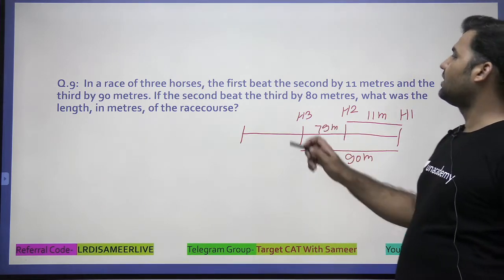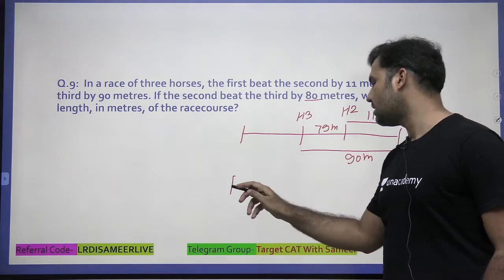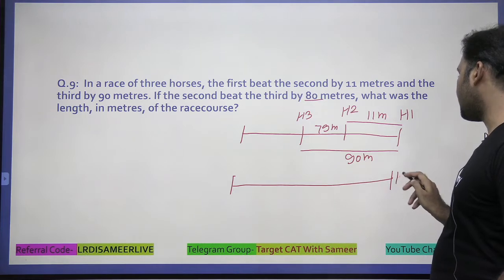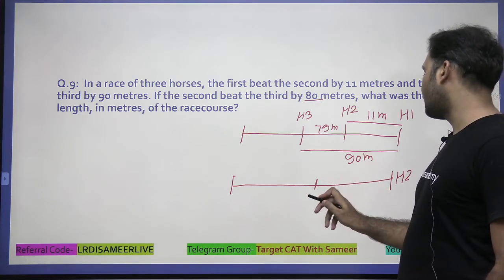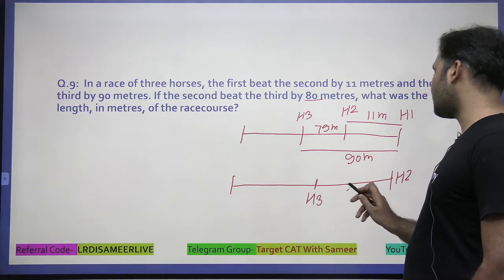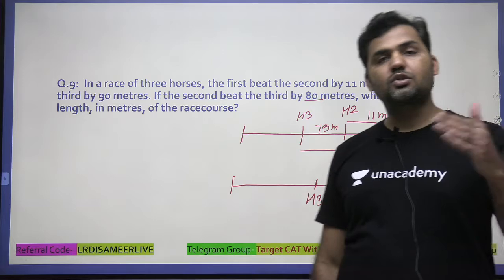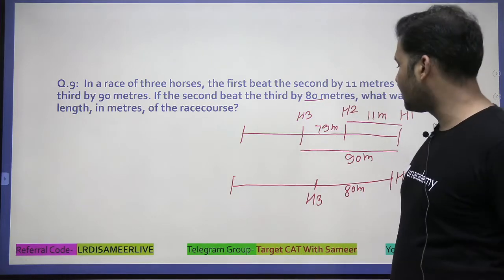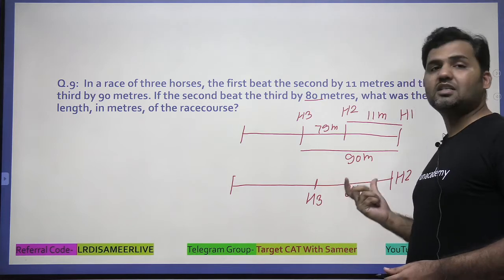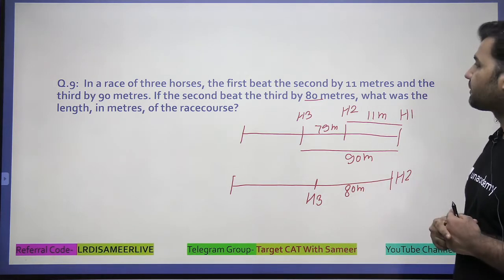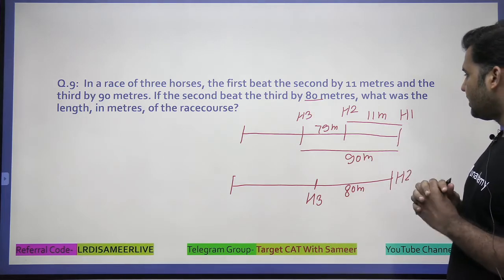Now the question says the second beat the third by 80 meter. That means when horse 2 finished the race, horse 3 is at a distance of 80 meter from the finishing line. That's the meaning of the statement when I say horse 2 beat horse 3 by 80 meter. Horse 3 is still 80 meter behind the finishing line. Now, what was the length in meter of the race course? A very, very simple observation.